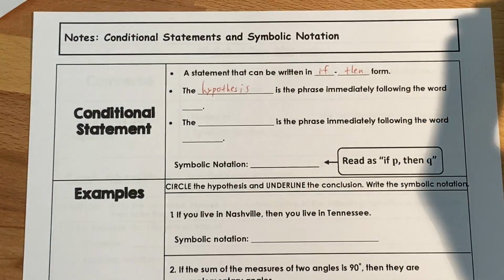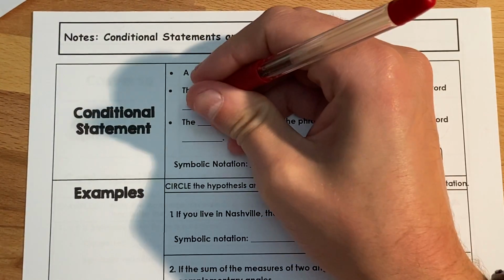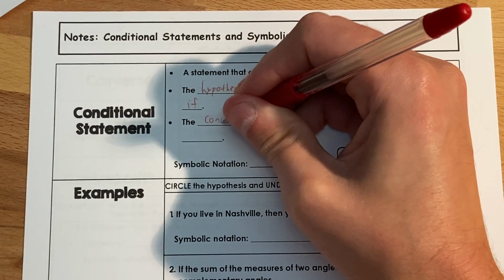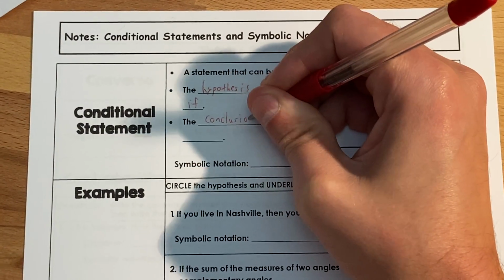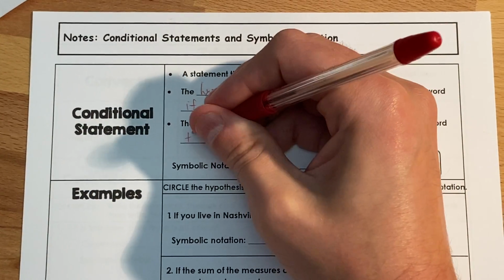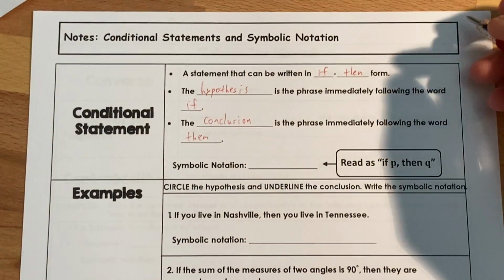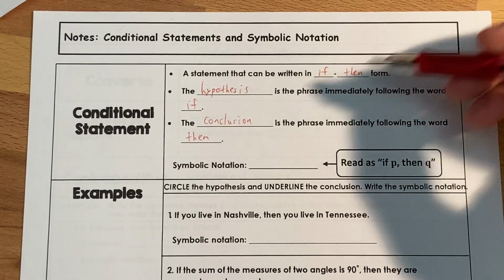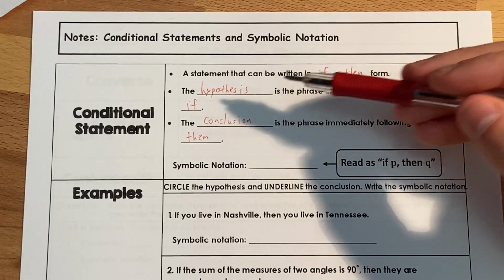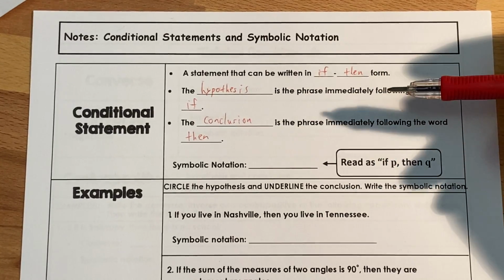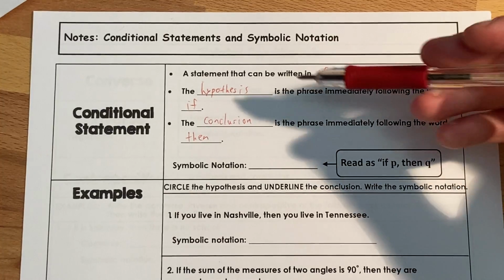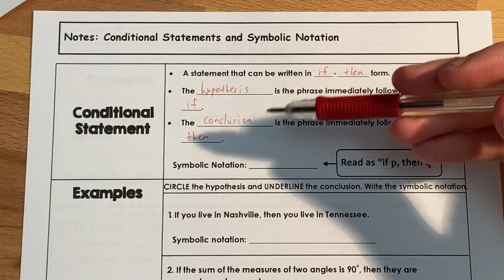The hypothesis is the phrase immediately following the word if, and the conclusion is the phrase immediately following the word then. If you ever do science-y stuff, you hear those words as well, the hypothesis and the conclusion. Like when you do a study, the study has a hypothesis, then at the end of the study you would give a conclusion. And they're based on that, not so coincidentally, really.